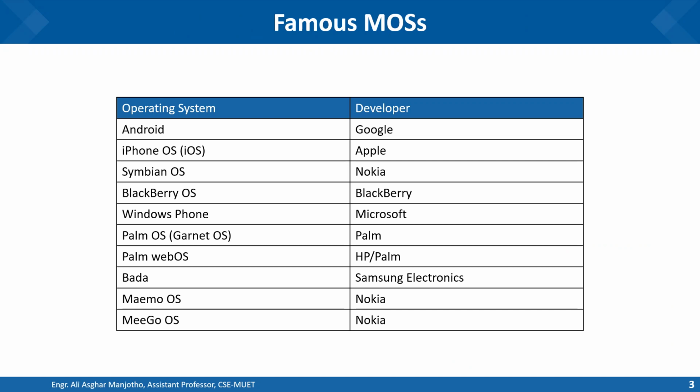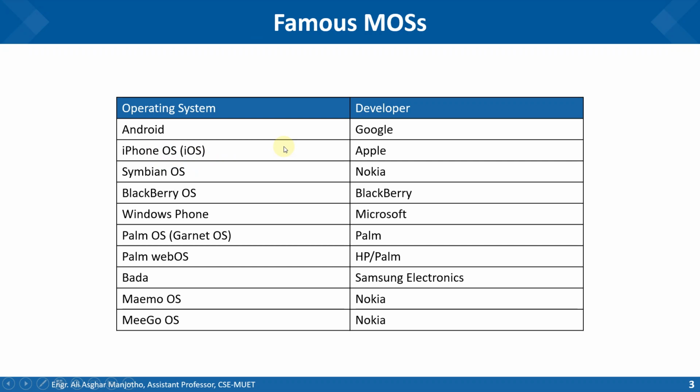There are a number of mobile operating systems available in the market. Here is a list of a few of them, but as you see at the top, the two most popular ones are Android, which is by Google, and from Apple, the iPhone OS, that is iOS.